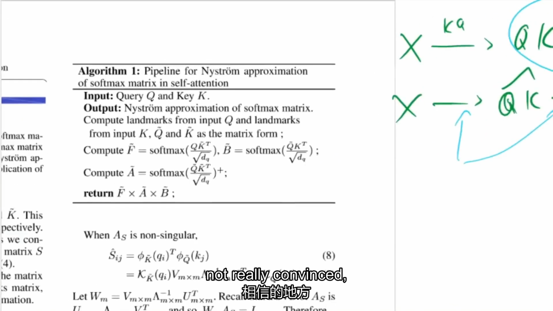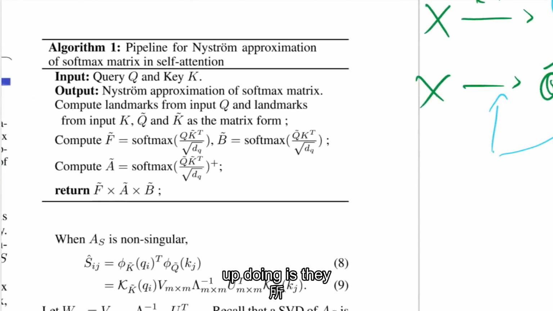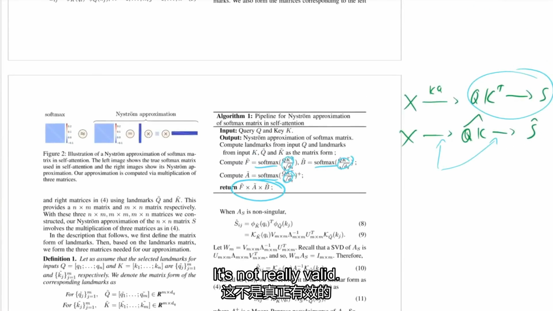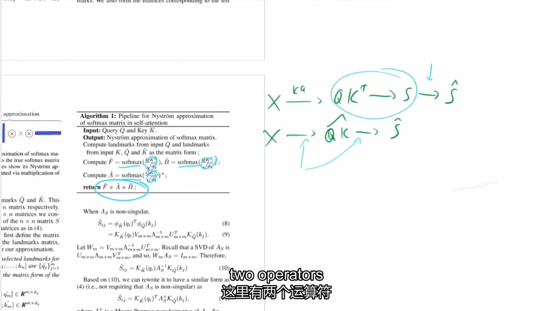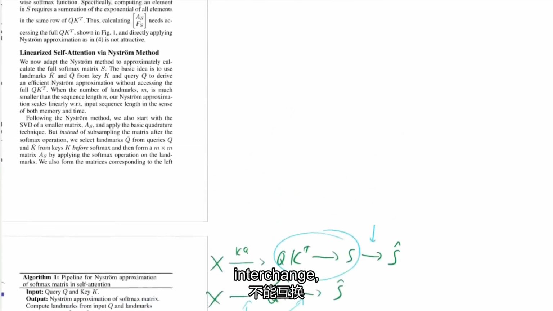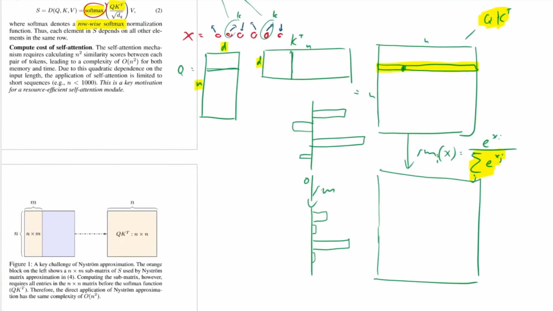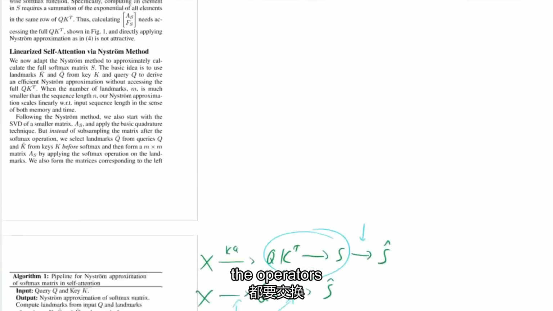That's where I'm not really convinced, because what they ultimately end up doing is they simply do the approximation inside the softmax, then apply the softmax to each of the approximations, and then calculate with these approximations. Like this, it's not really valid. It's like saying, here are two operators that you really can't interchange. Like you first need to construct this n by n matrix, and only then can you apply the softmax. And they're just saying, well, we're going to exchange the operators anyway.